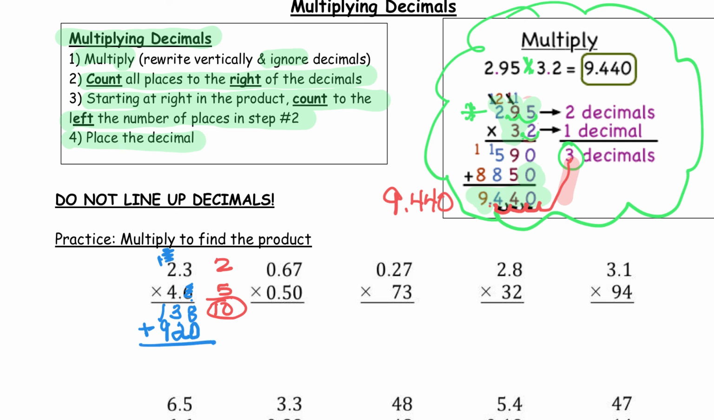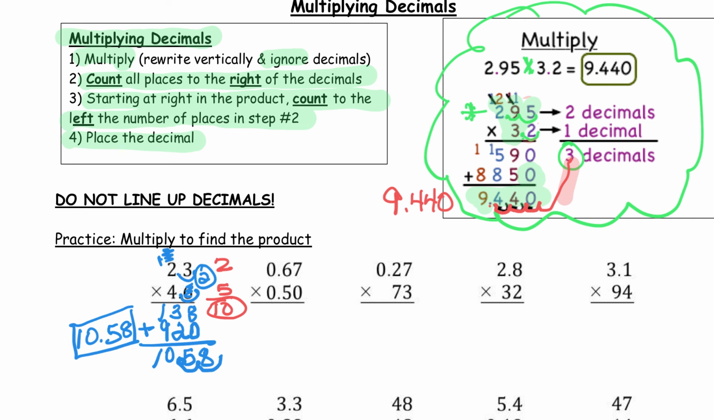I add it, and I wind up with 1058. Now I have 2 places in my decimal, so I go all the way to the end of my number, and then I'm going to count back to the left. 1, 2. So my final answer is 10 and 58 hundredths.